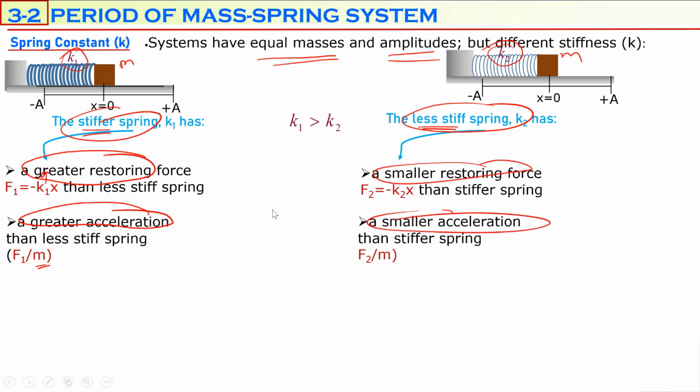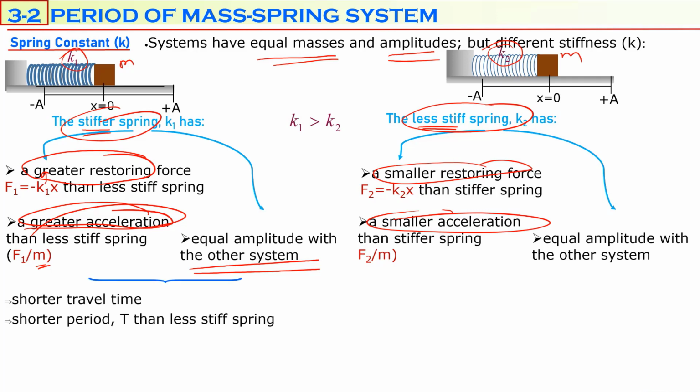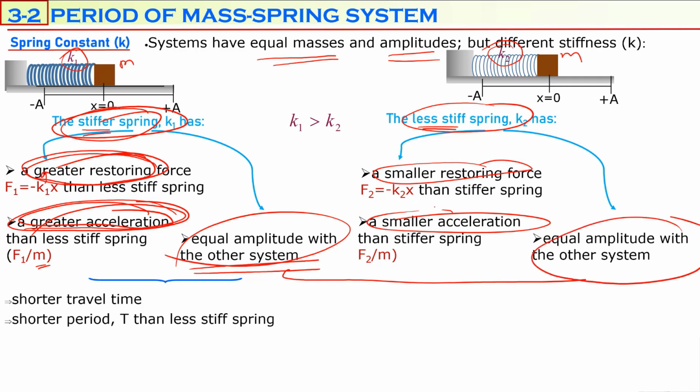What about distance traveled by the masses? They are equal because amplitude of both systems is a. Equal distances is traveled by stiffer spring with a greater acceleration. If acceleration is greater, which means time of travel is shorter. What does it mean? Shorter period. So that's why stiffer spring will have a greater restoring force, not only greater restoring force, also greater acceleration. Equal amplitude is traveled in a shorter time.